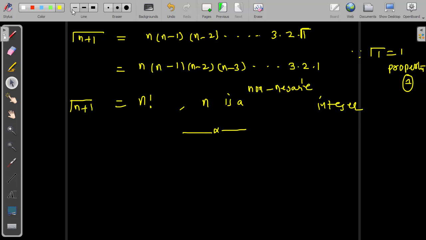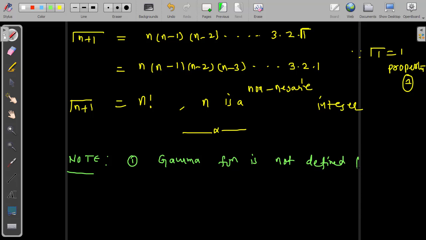So after that, we'll discuss a few points here under note. If you observe here, the first point I'm writing: gamma function is not defined for n equal to 0 and negative integers, it is only for negative integers. For negative fractions it is defined as of now.